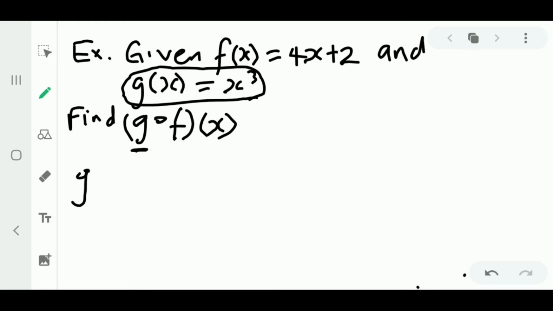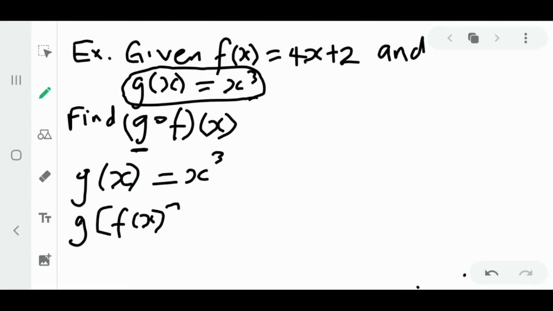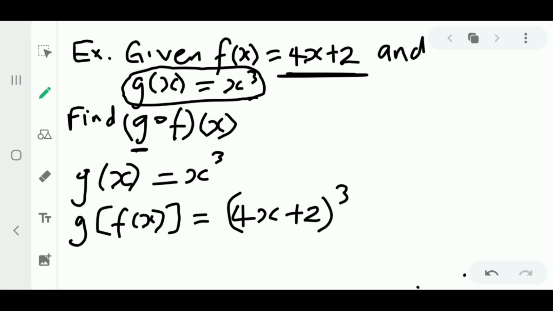So g of x is equal to x cubed. But because it says g composition f of x, so it's g f of x, right? So anywhere you see x, you're substituting what f of x is. Now we know that f of x is equal to 4x plus 2. So it's now 4x plus 2 cubed. Remember, whatever x is, we're interchanging it for f of x.